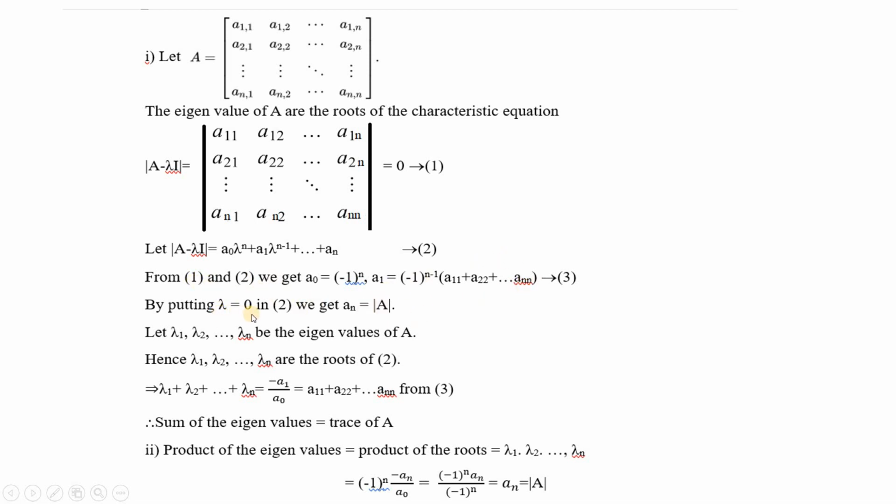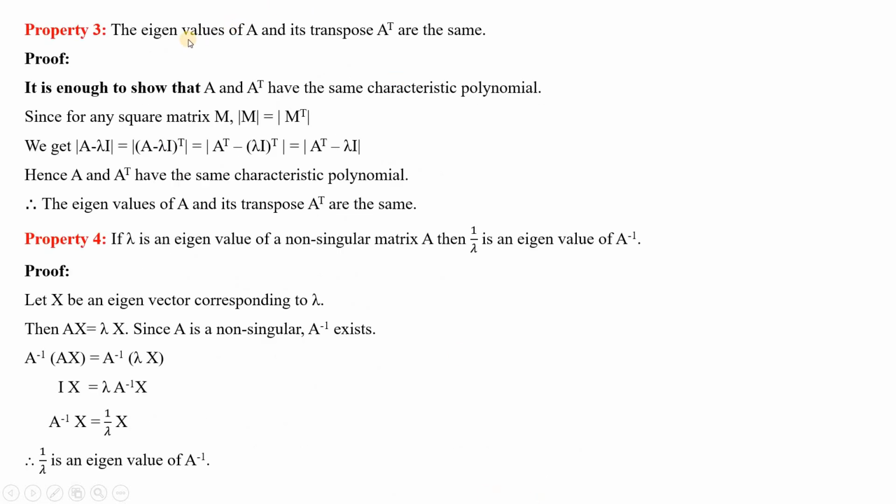So by putting lambda equal to 0, we will get a_n equal to determinant A. Thus, by the sum of the roots, we will end up with the trace of A. And the product of the eigenvalues is nothing but the product of the roots, which is nothing but the determinant of A. The eigenvalues of A and its transpose are the same, which will be seen in property number 3.